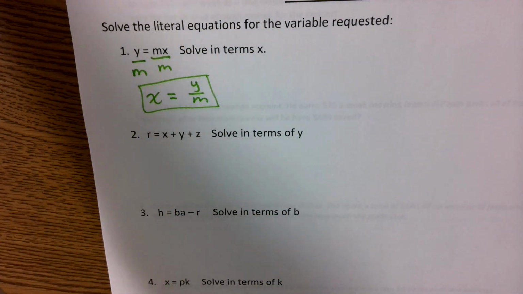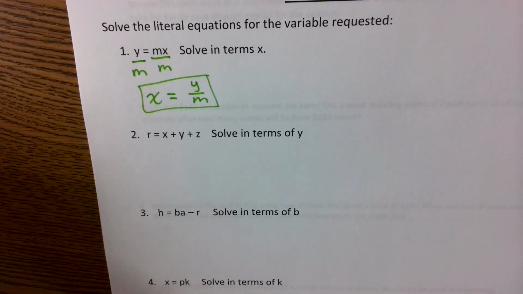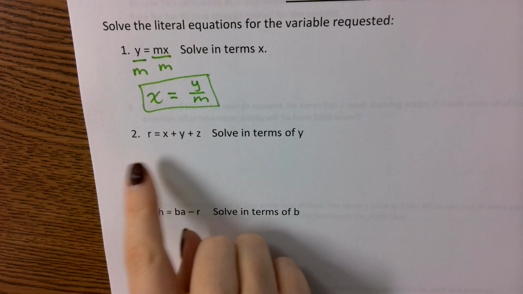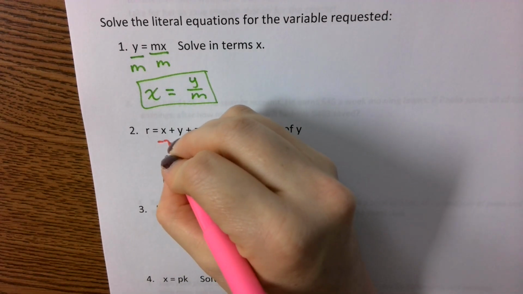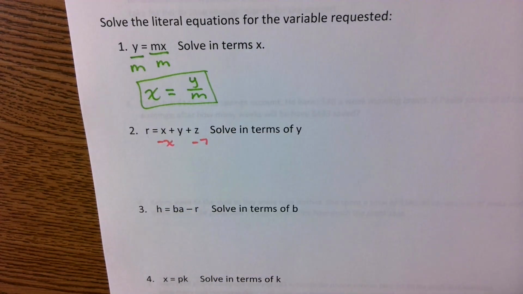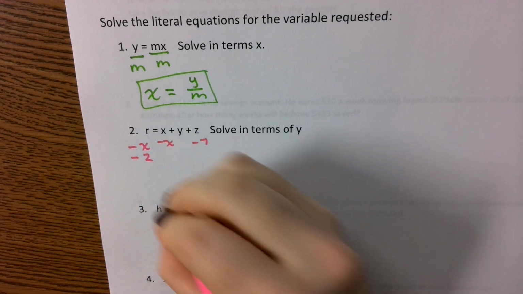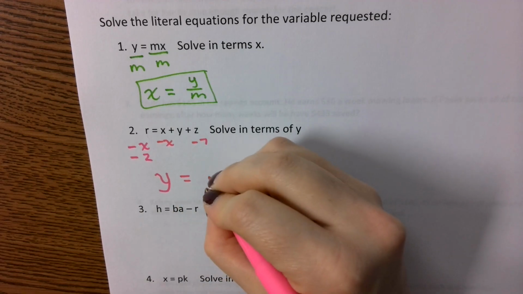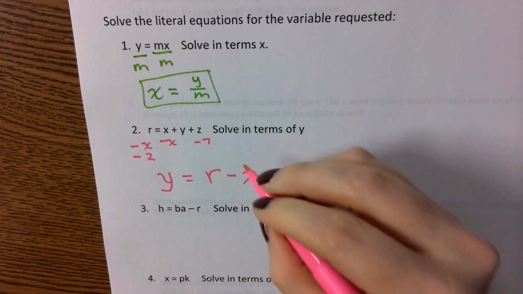Okay, problem number 2. We have r is equal to x plus y plus z, and we're solving in terms of y. We want y isolated. So in order to get y by itself, we are going to do what? Subtract. Okay, we're going to subtract x from both sides. We're also going to subtract z from both sides. So we're subtracting an x and then subtracting a z. So that means y is going to be equal to r minus x minus z.